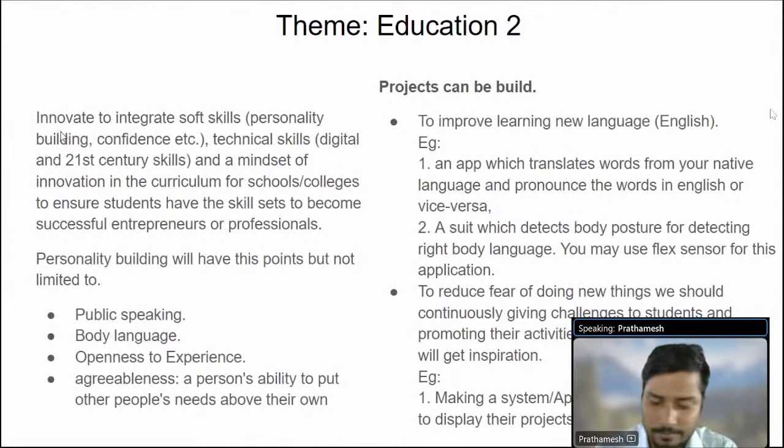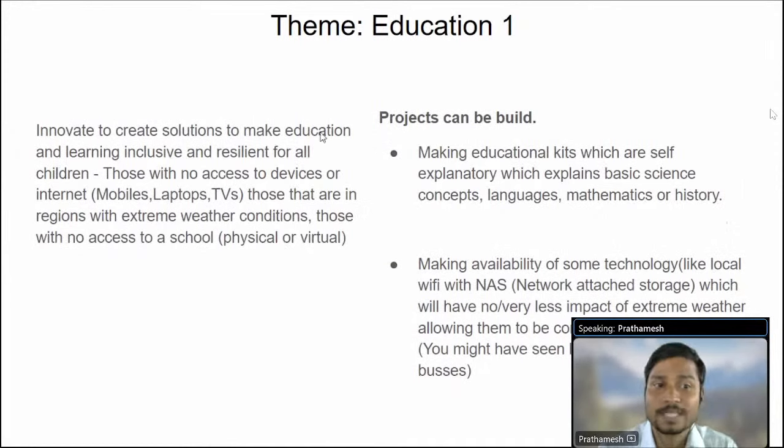Innovate to create solutions to make education and learning inclusive and resilient for all children. This means there are some children who are not able to reach a school, or they have no access to devices, internet, mobiles, laptops, or TVs. Some live in regions facing extreme weather conditions, and those with no access to school. So how can we work for them and design a solution for them?